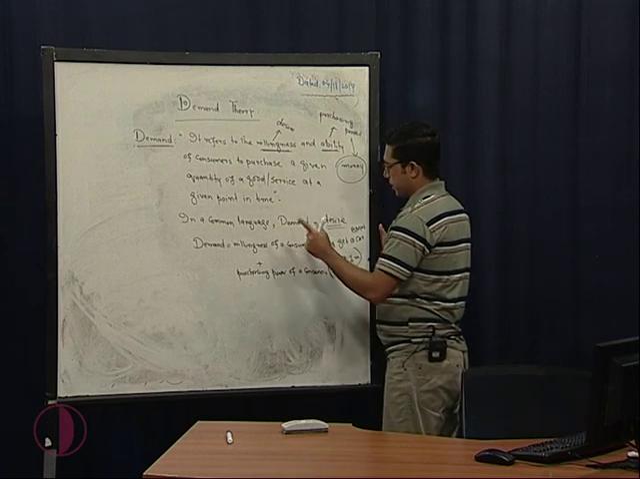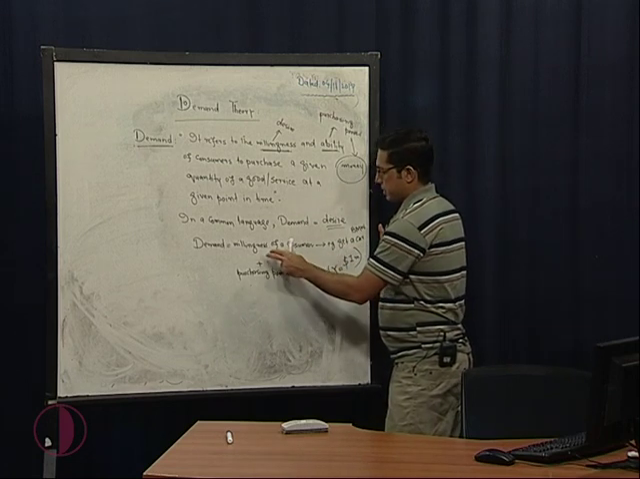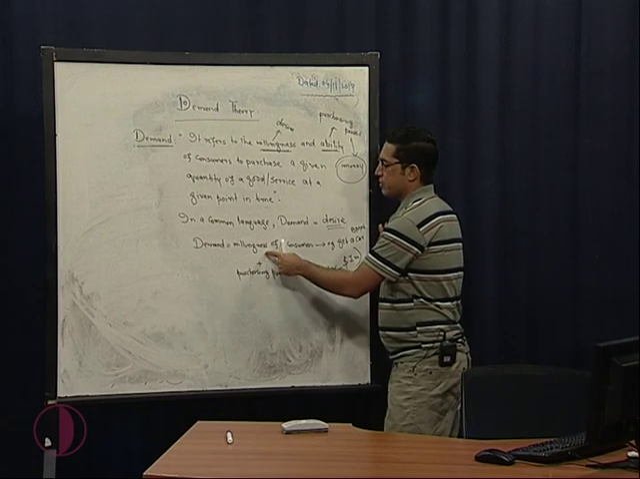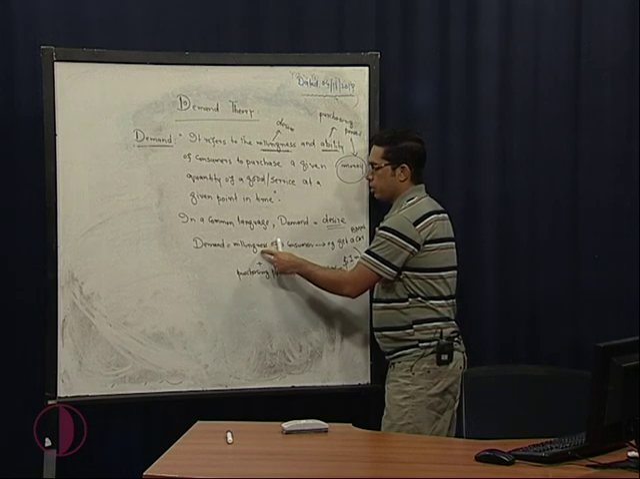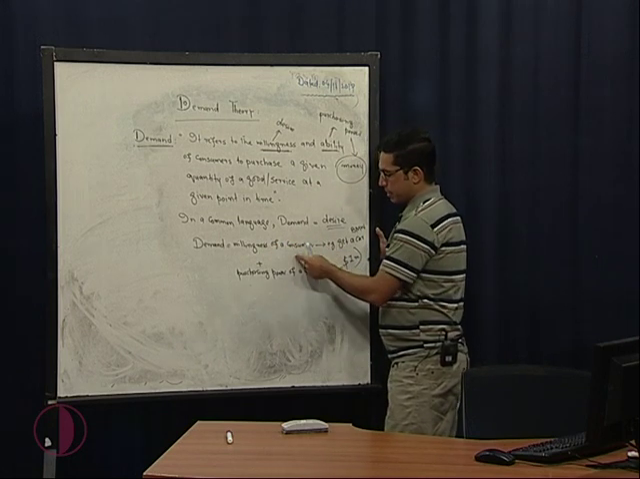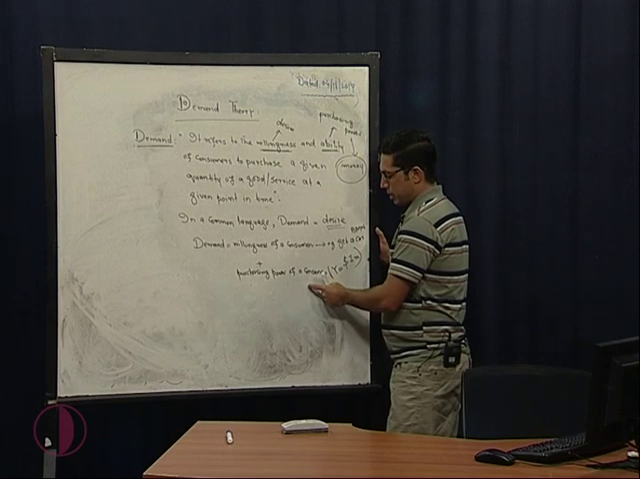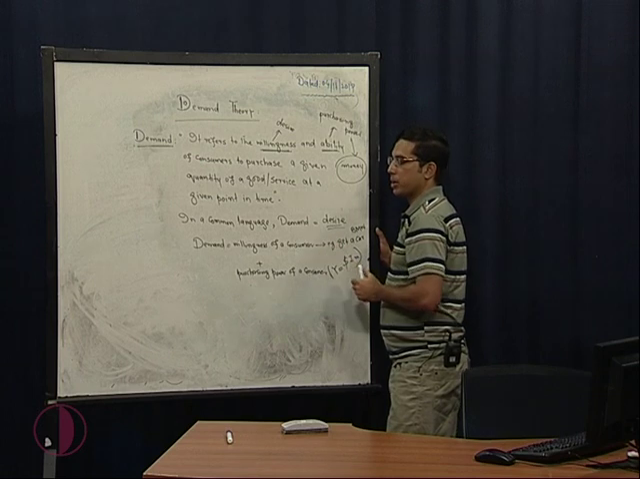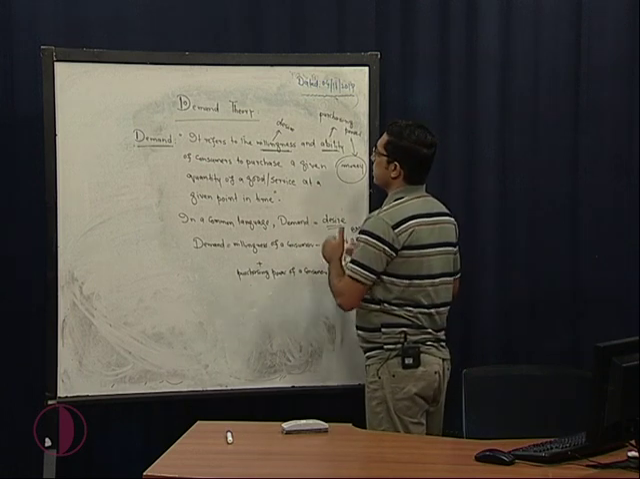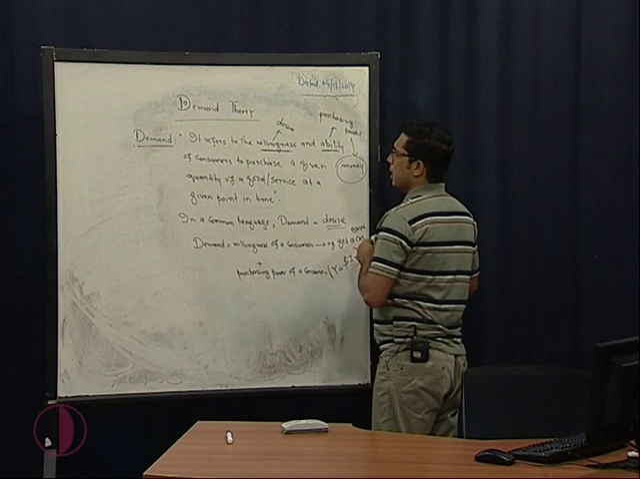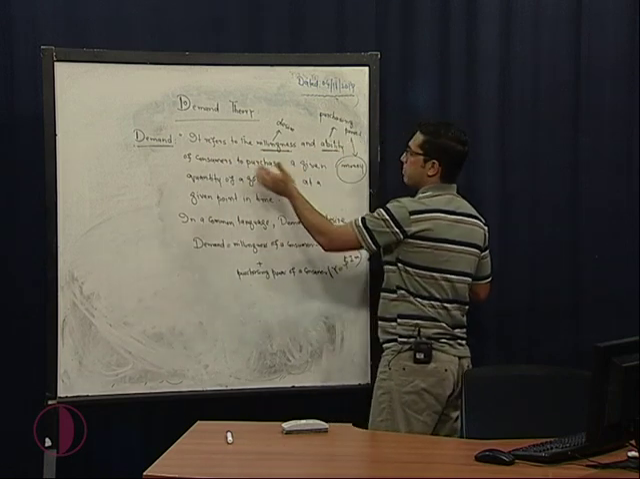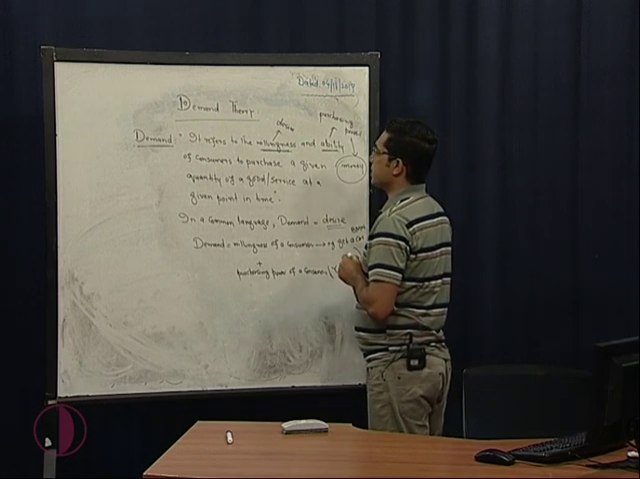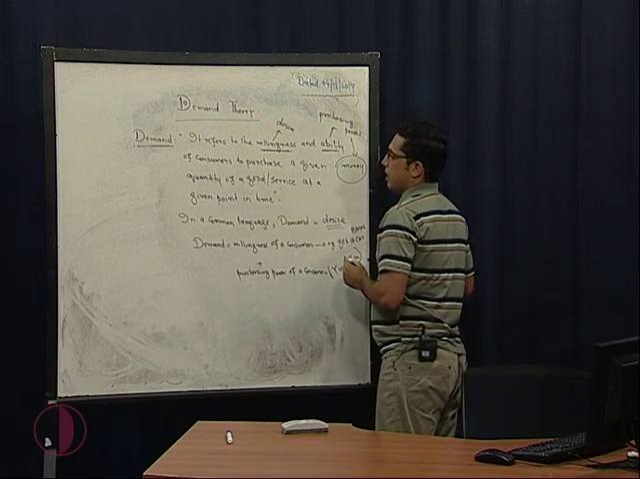So for a demand, we must have the purchasing power as well as the willingness of a consumer. If a consumer has the willingness to buy something, as well as the purchasing power, the money to get that particular commodity, it will be known as demand. Let me repeat the definition again. It refers to the willingness and ability of a consumer to purchase a given quantity of a good or service.